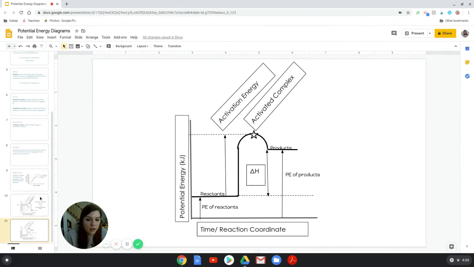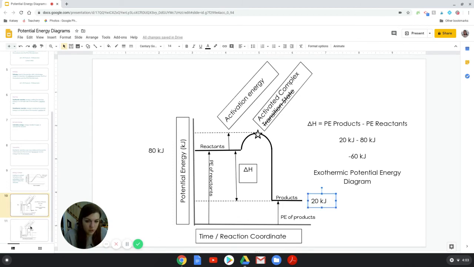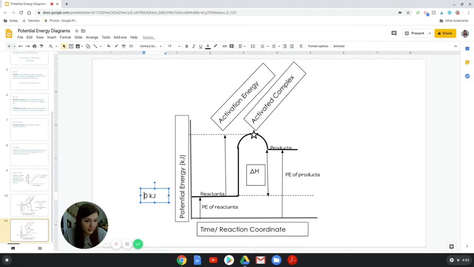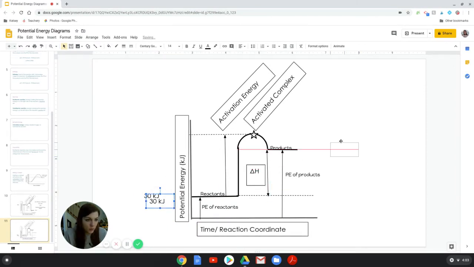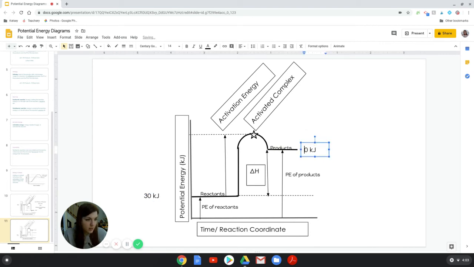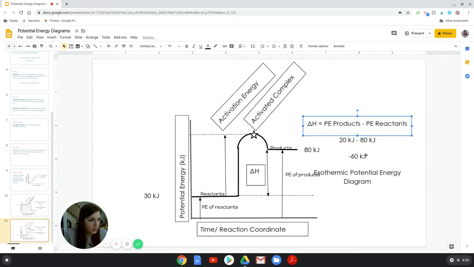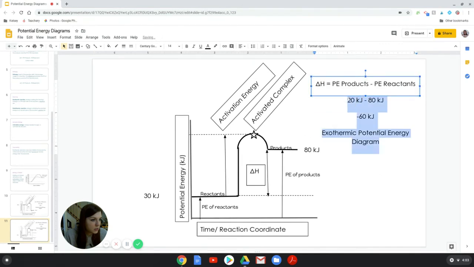Okay, so we can again add some numbers to our graph. This is a lower number. Let's give some new numbers. Let's say 30. And then up here, we can say that our products have maybe 80 kilojoules of energy stored in their bonds. So I'm just going to copy this and move it here. And I'm going to take out these numbers because this is not right.